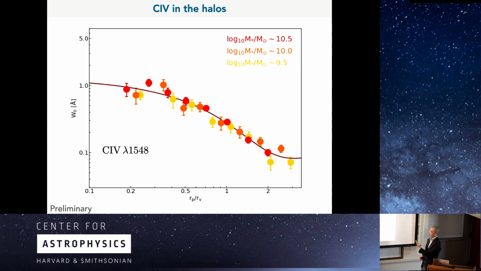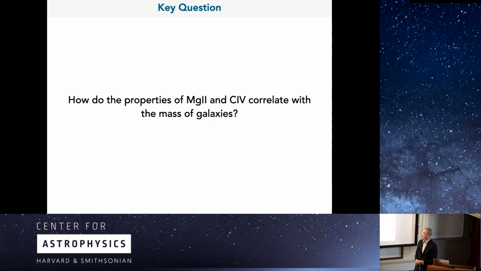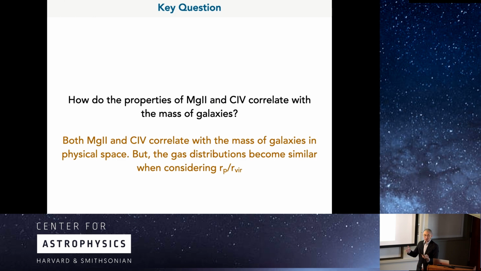So now we can come back with this question: how do the properties of magnesium-2 and carbon-4 correlate with the mass of galaxies? And the answer is, in physical space, they correlate with the mass of galaxies. Both the strength of magnesium-2 and carbon-4 increases with the mass of galaxies. But once we normalize the distribution by the size of halos, then the profile becomes similar across stellar mass.